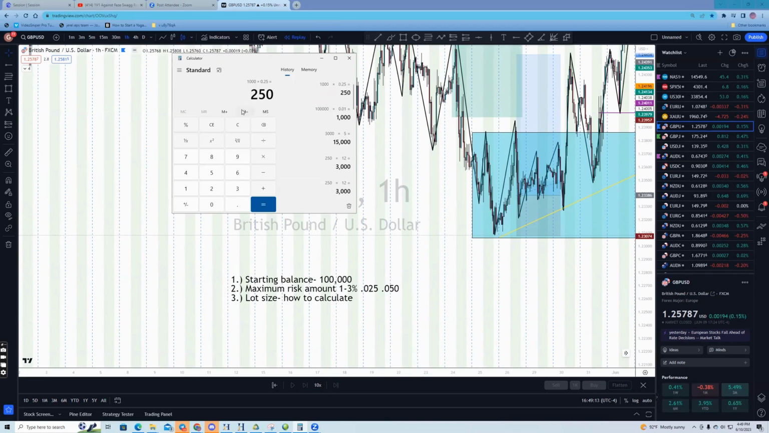You're going to get 250. You see, you're risking 25% of $1,000. I hope that makes sense. So all I did was I risked 100,000 first. I did 0.01, I'm sorry. I put 100,000 in. I risk 1% of that. That's 1,000. I risk 25% up to 1,000.